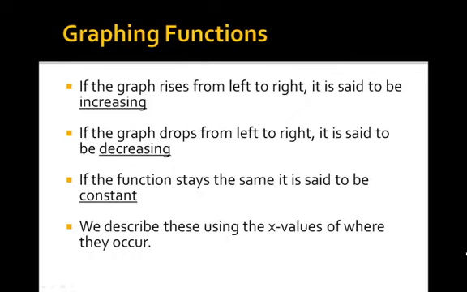The first few terms that we'll describe are increasing, decreasing, and constant. Essentially, a graph is said to be increasing if it is rising from left to right. It is decreasing if it is dropping from left to right. And finally, if the function is staying the same, it is said to be constant.